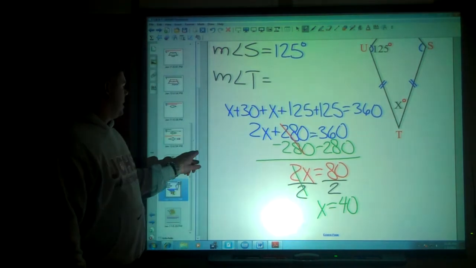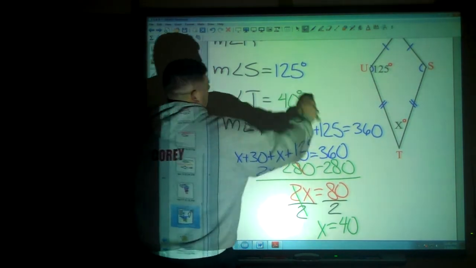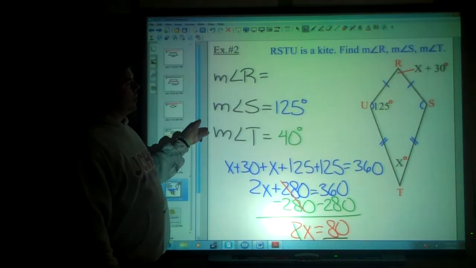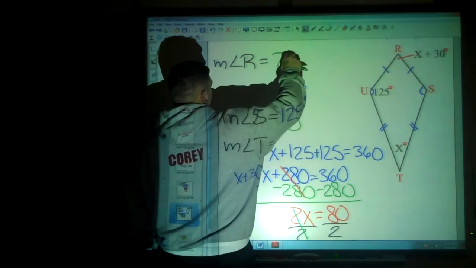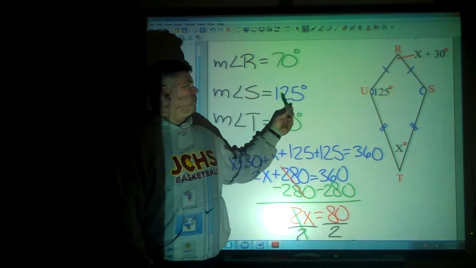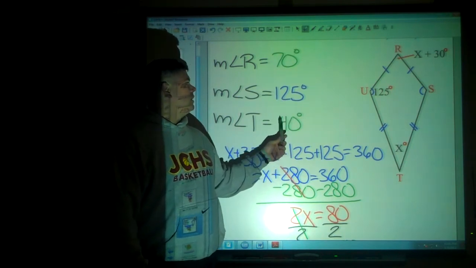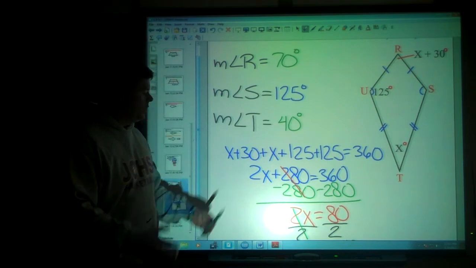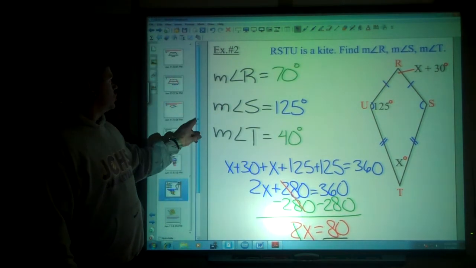Now we've got to go back to the shape. We now know that angle T is 40. And we know that the relationship with it and the one above is x plus 30, so 40 plus 30 is 70. If we've done this correctly, it should total 360. So 125 and 125 is 250. 250 plus 40 is 290. 290 plus 70 is 360. We know we have the correct values, and the relationships are all the same.